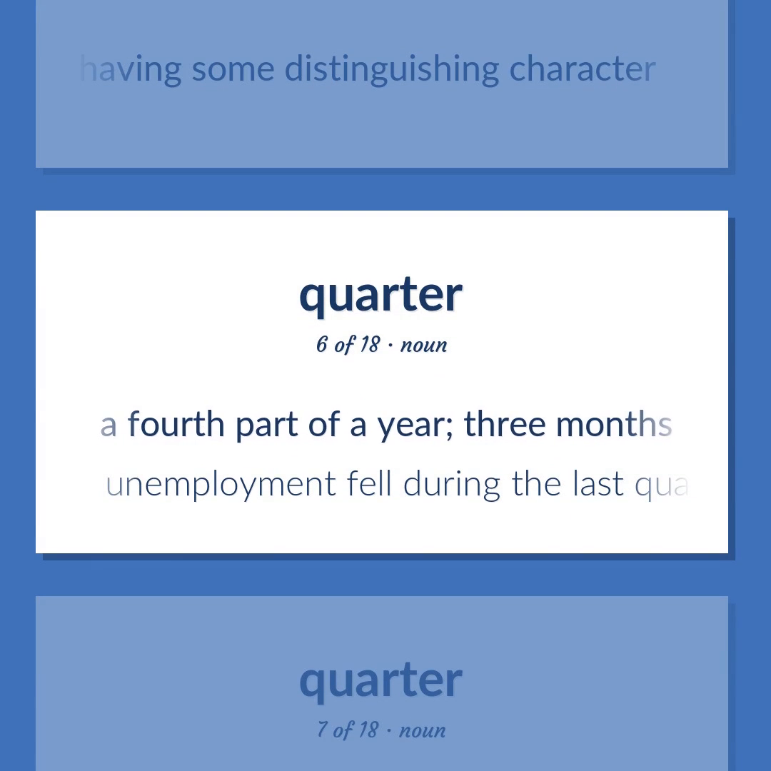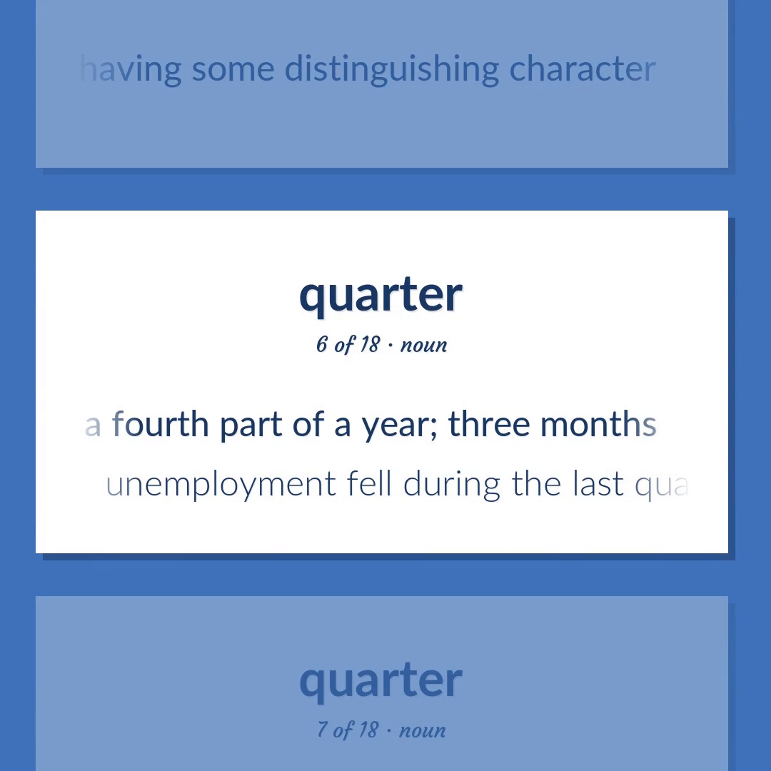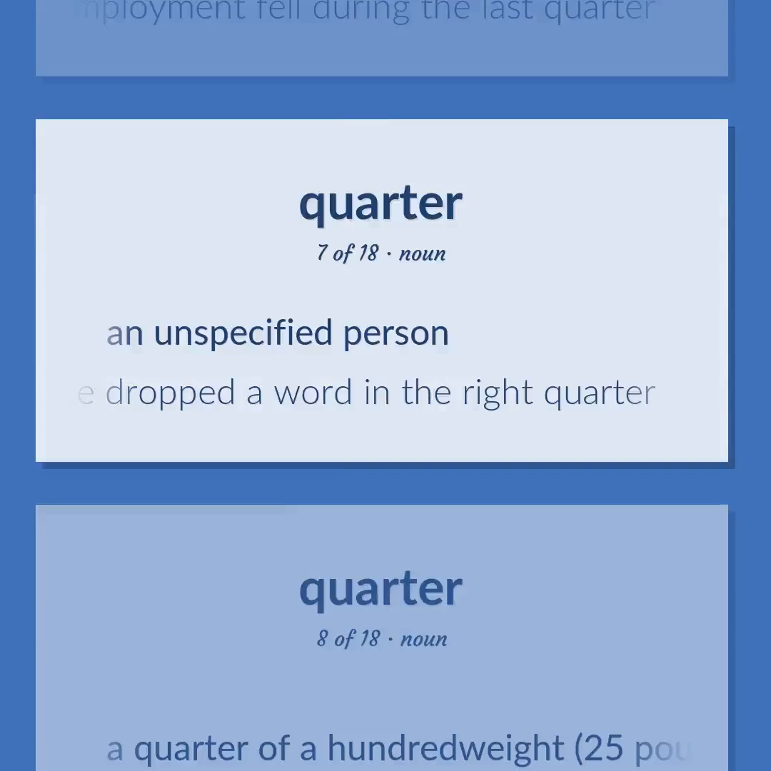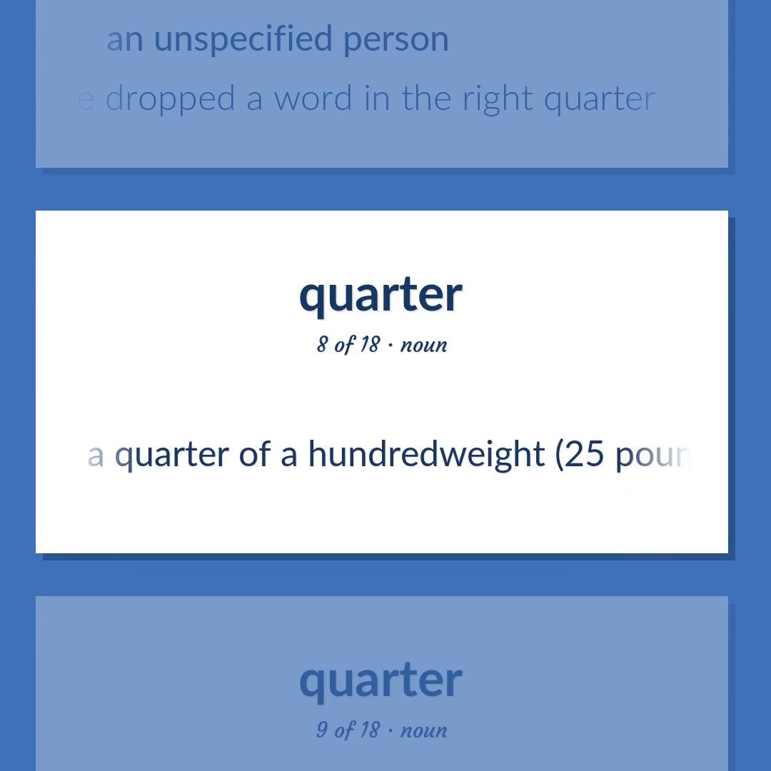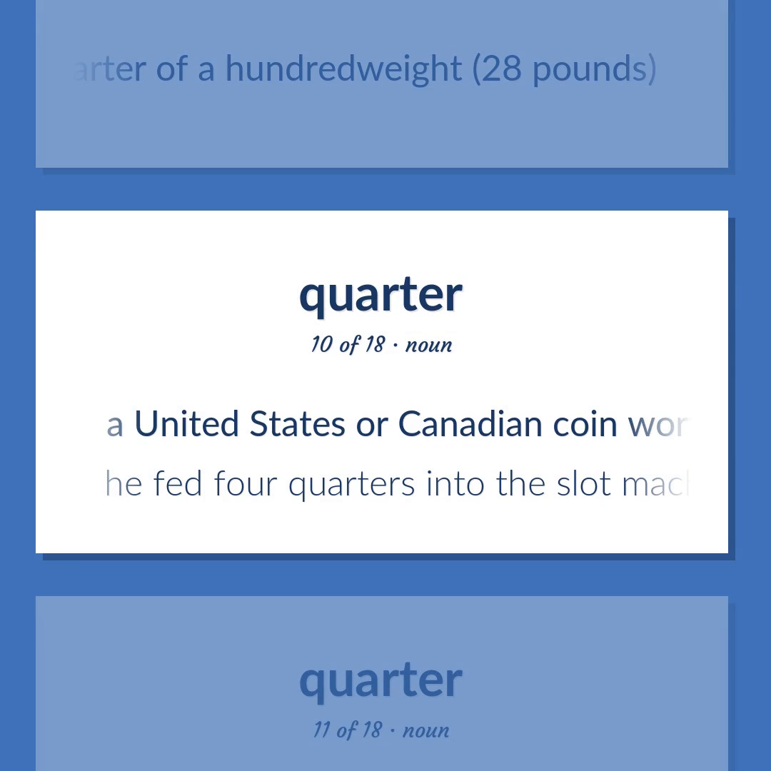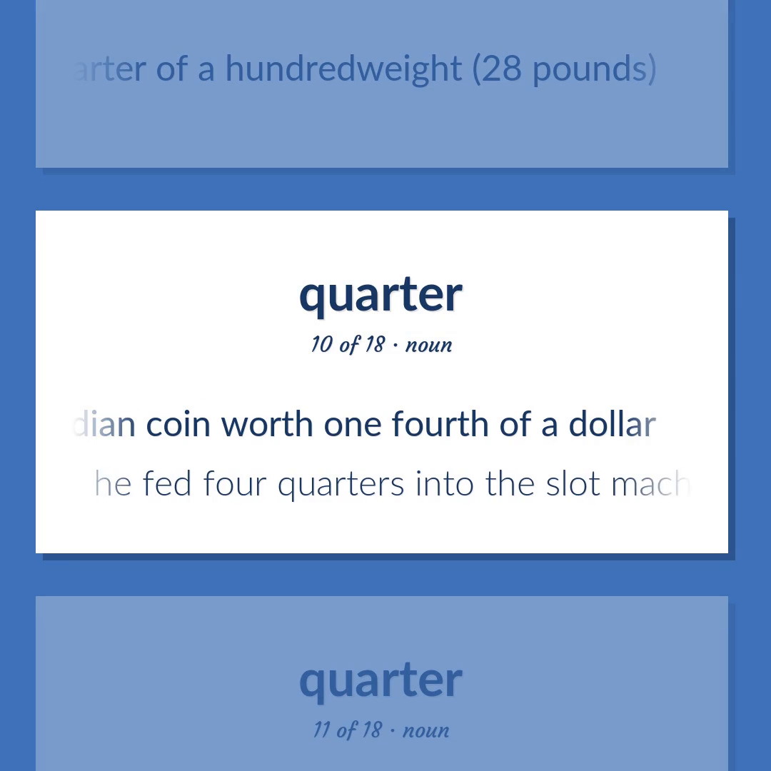A 4th part of a year, 3 months. Unemployment fell during the last quarter. An unspecified person. He dropped a word in the right quarter. A quarter of a hundredweight, 25 pounds. A quarter of a hundredweight, 28 pounds. A United States or Canadian coin worth 1/4 of a dollar. He fed 4 quarters into the slot machine.